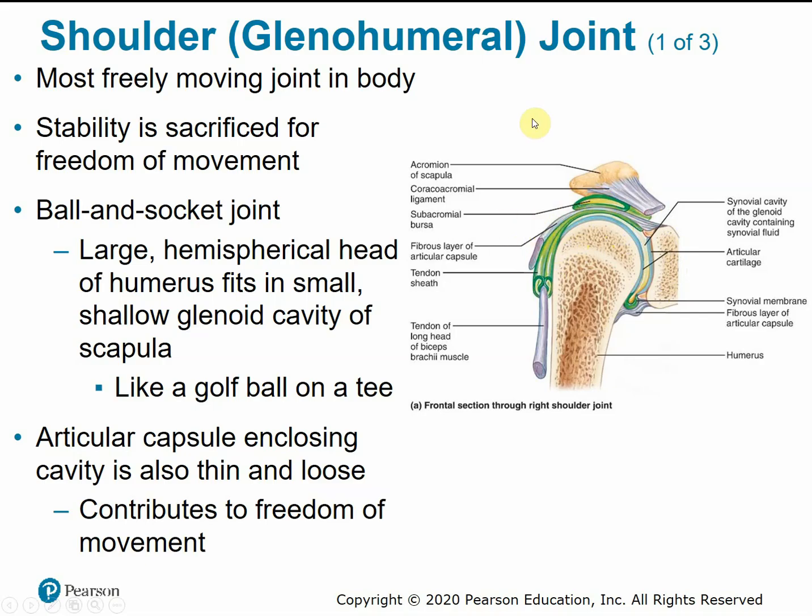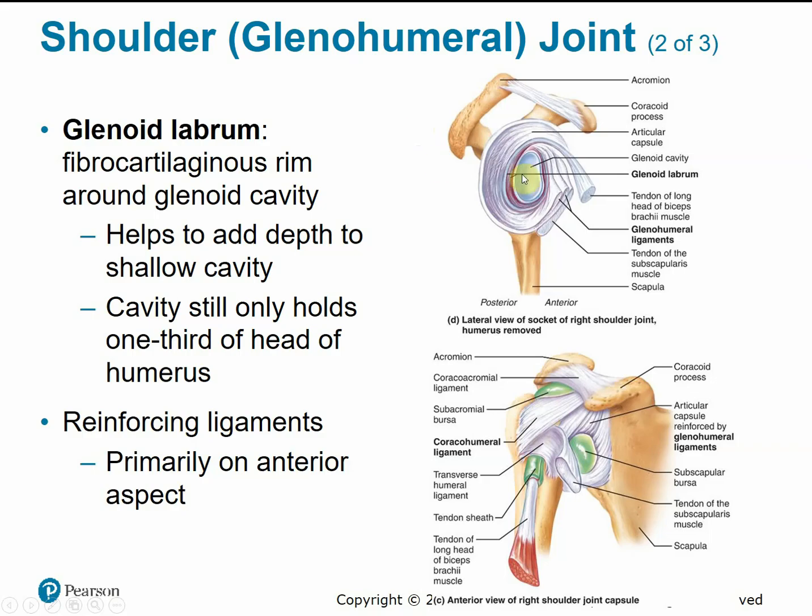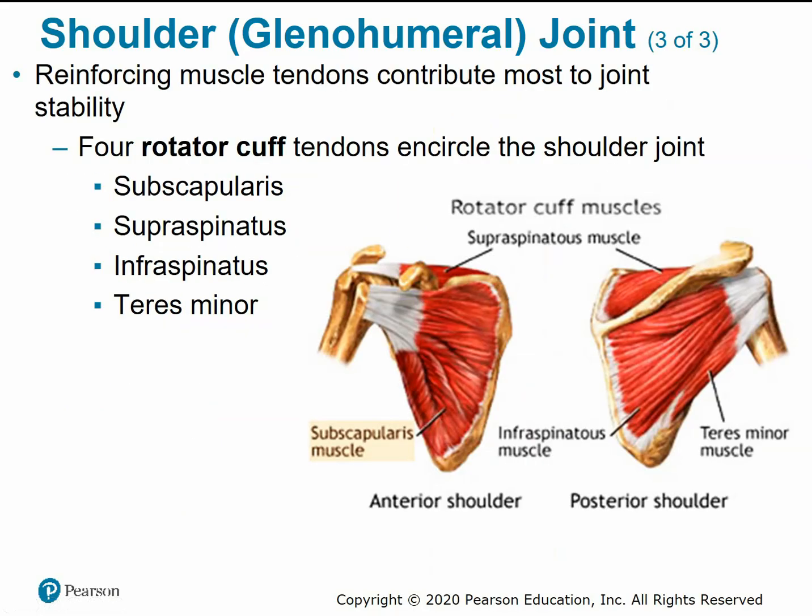help support this joint. The glenoid labrum is a rim of fibrocartilage around that glenoid cavity, or that socket, just to add a little bit more depth because it is so shallow. But even still, it's only going to hold about 1/3 of the humeral head. Like I said, there are various reinforcing ligaments, primarily on the anterior aspect of the shoulder, just to add that extra support and stability. Most of our shoulder joint stability comes from these reinforcing muscles and tendons.